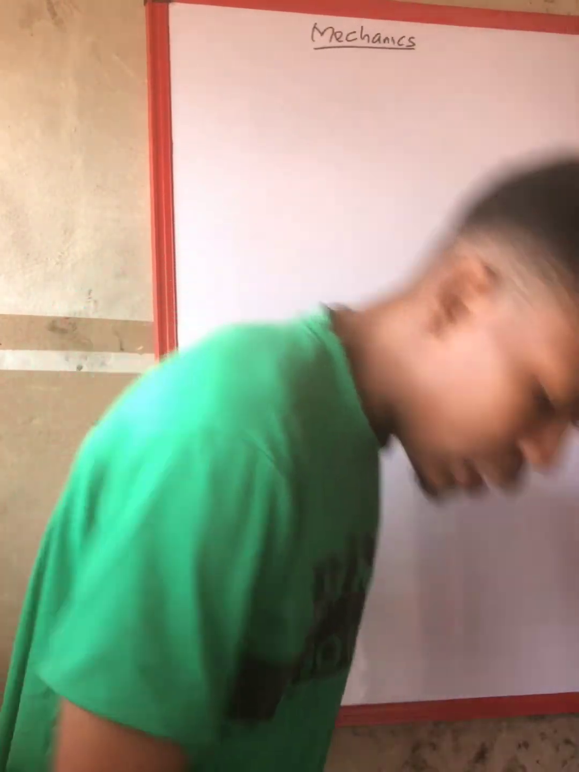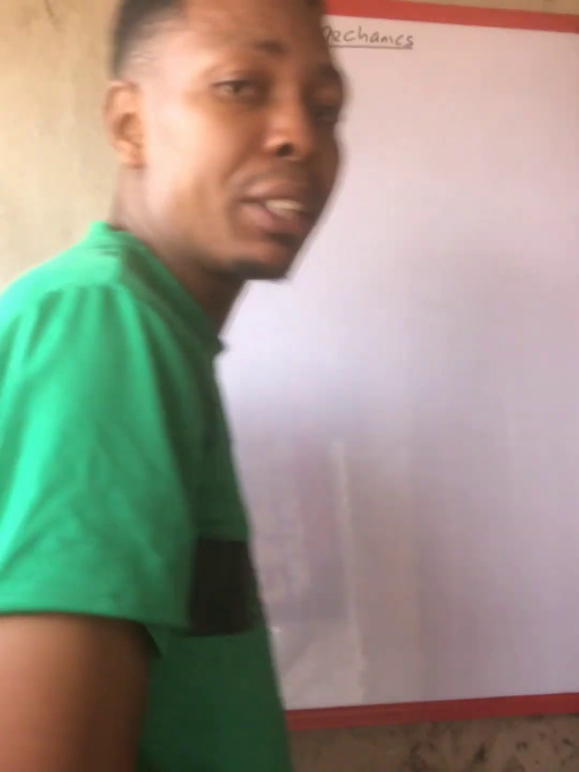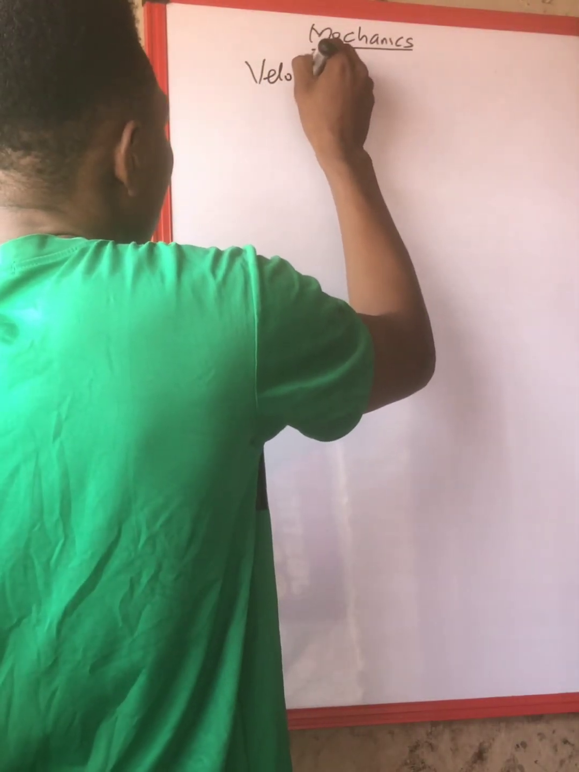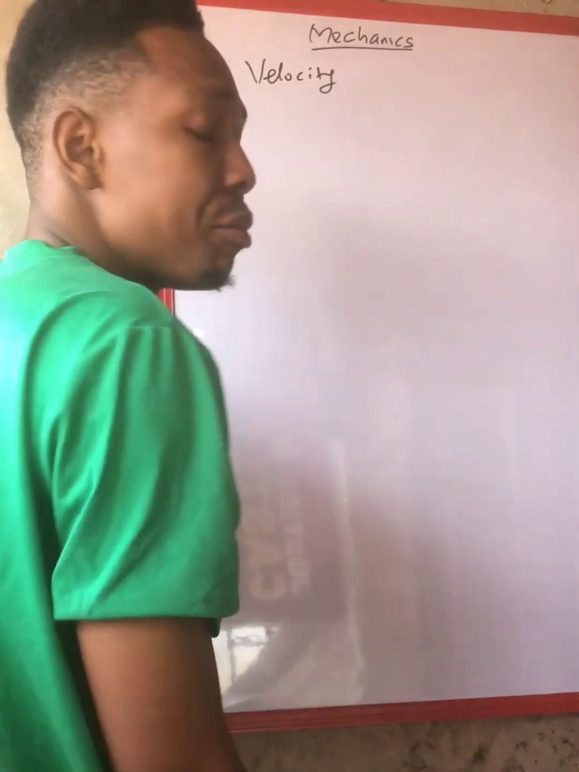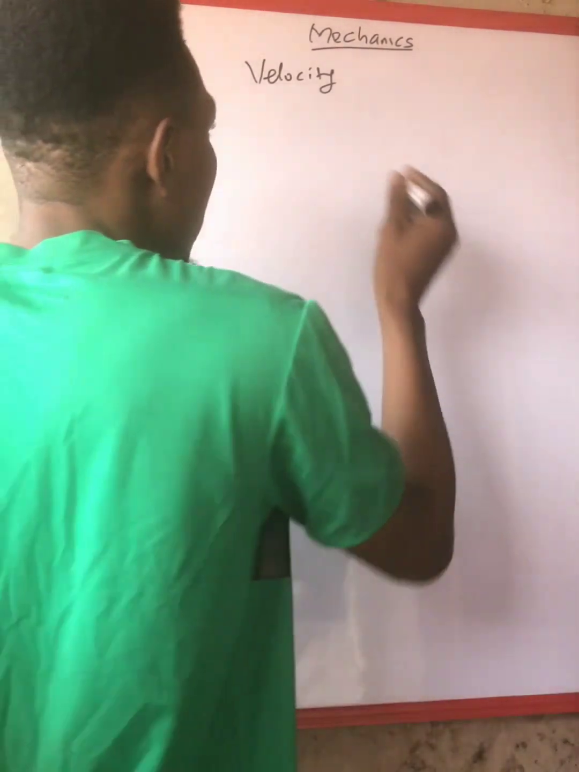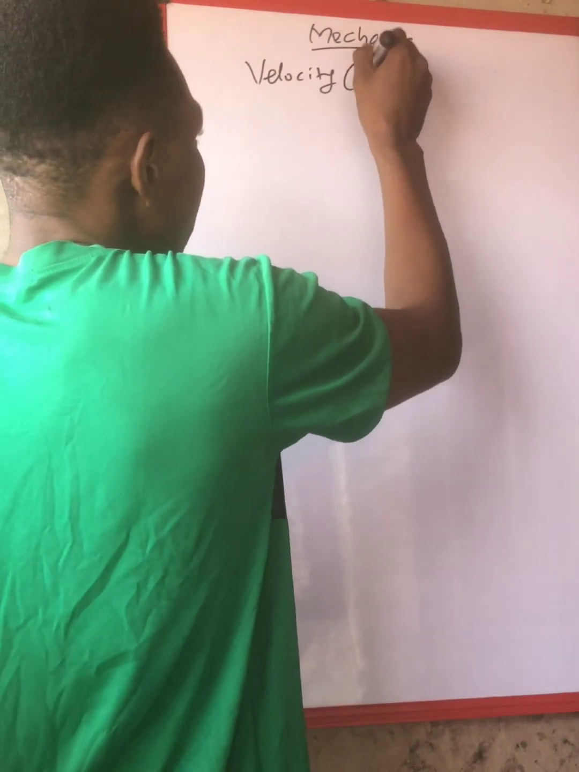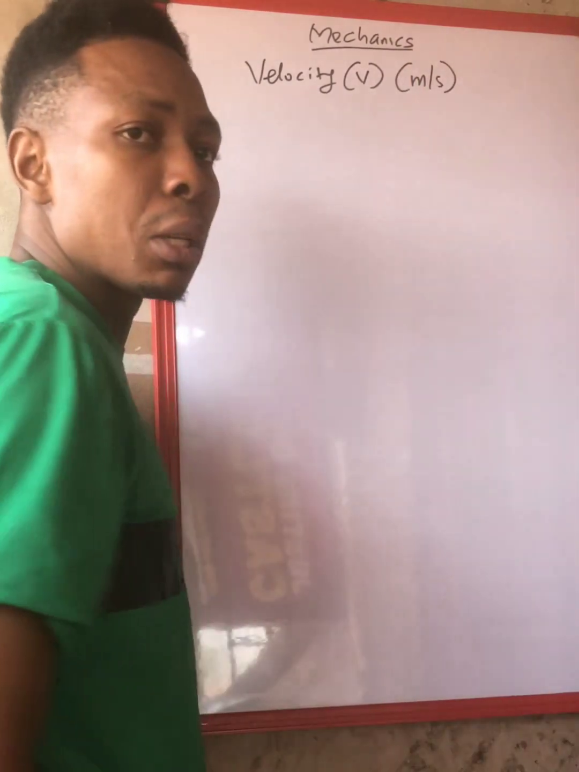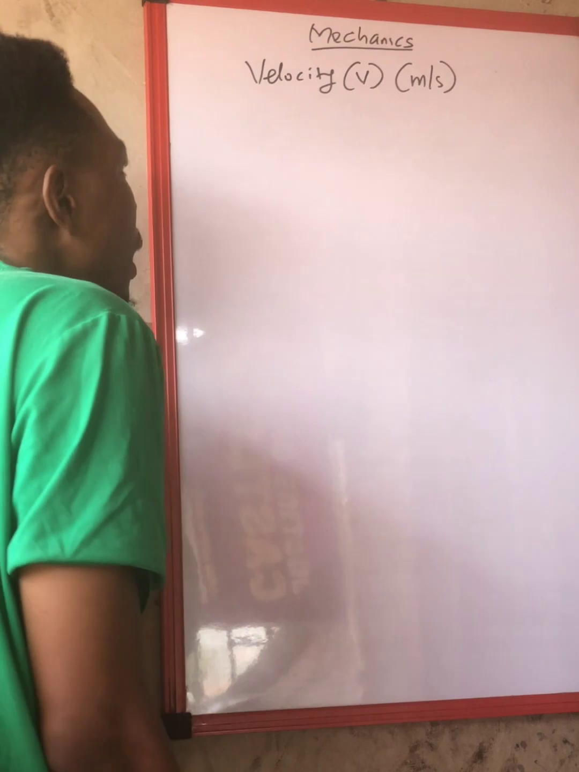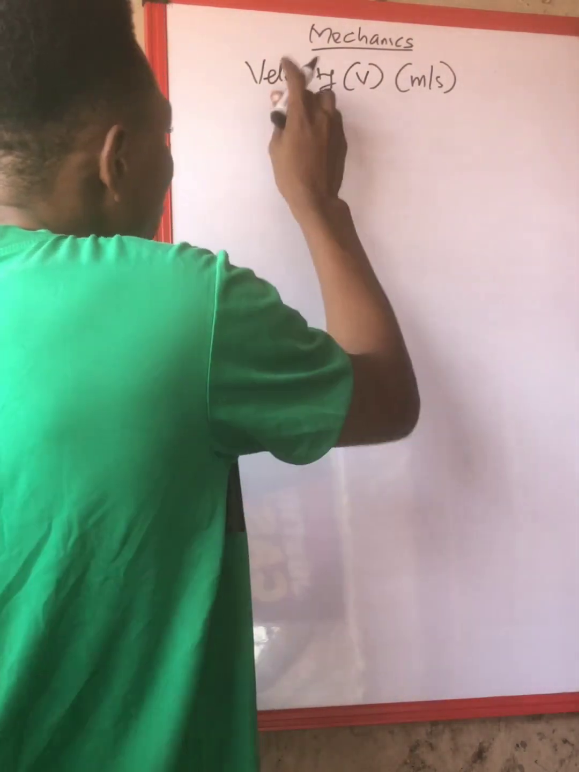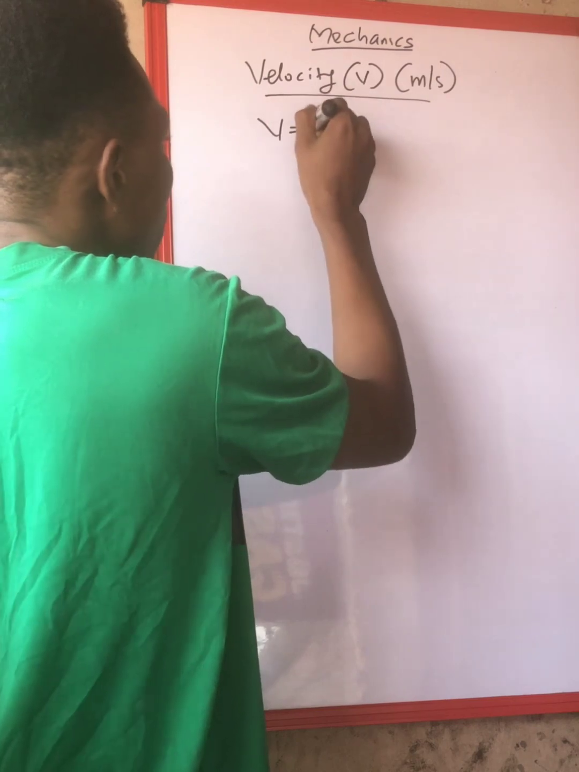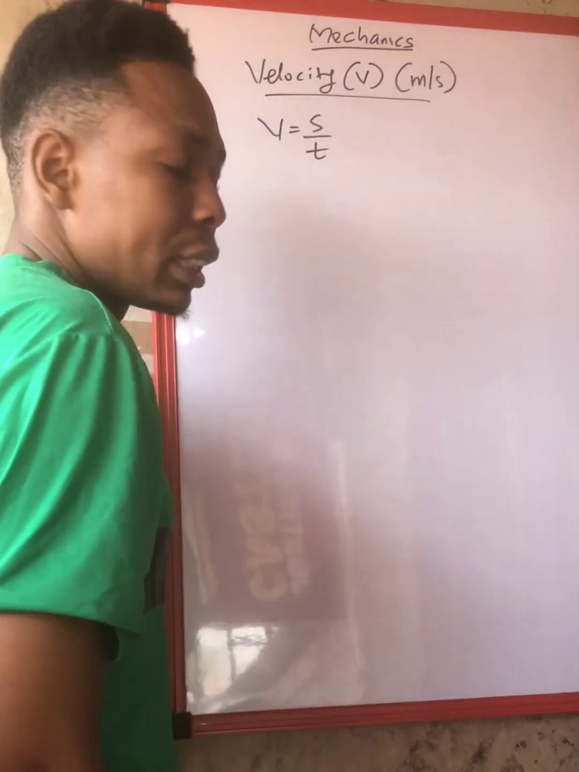Alright, so the first quantity that we are going to take is that of velocity. That is linear velocity. And the symbol for it is V. And the SI unit is meter per second. Now, our V is equal to distance over time.